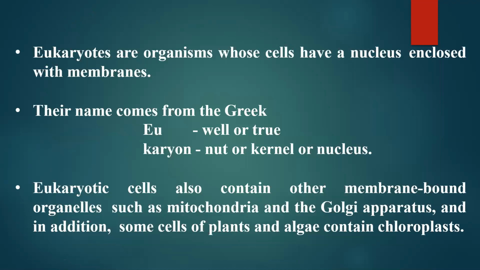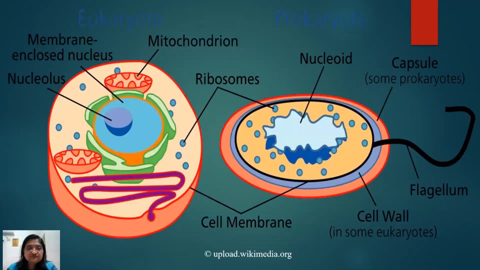So what are eukaryotes? Eukaryotes are organisms whose cells have a nucleolus covered with a nuclear membrane. That is the first thing: it has a true nucleus. Other than this, there are membrane-bounded organelles like chloroplast and Golgi complex. Some of them also have chloroplasts, like algae. This shows the difference between eukaryotes and prokaryotes.